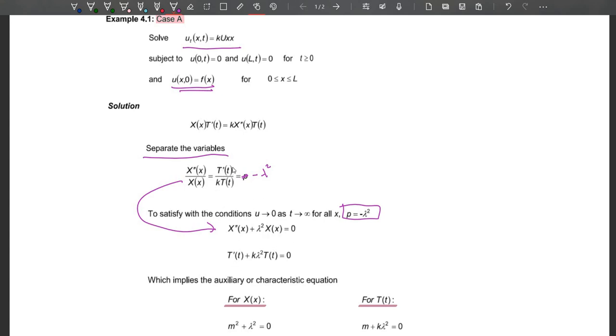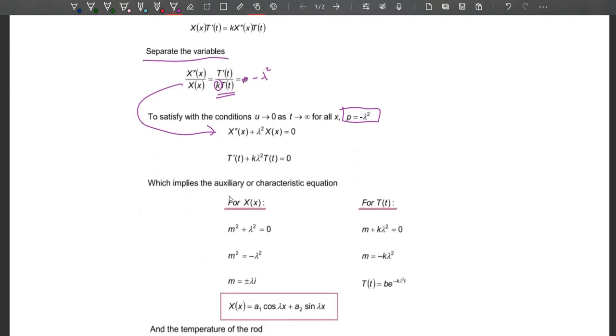Next is T'(t) + k lambda squared T(t) = 0. Since this one is positive, when we bring it to the left, it should be positive. Remember one thing, the constant should be with t. The constant cannot be with x.